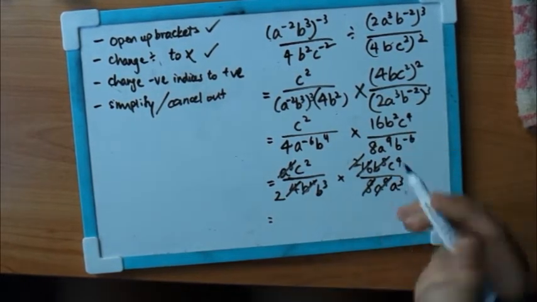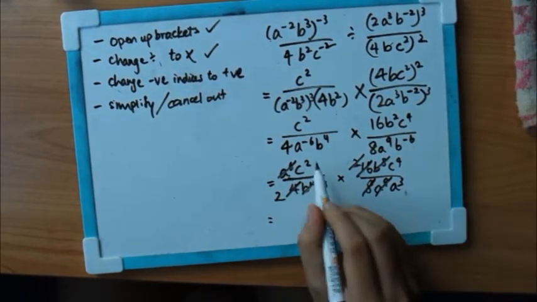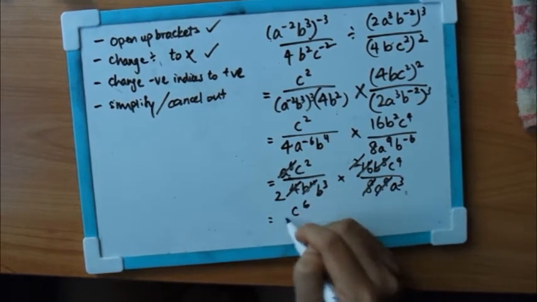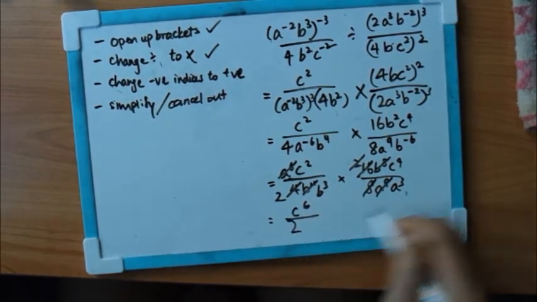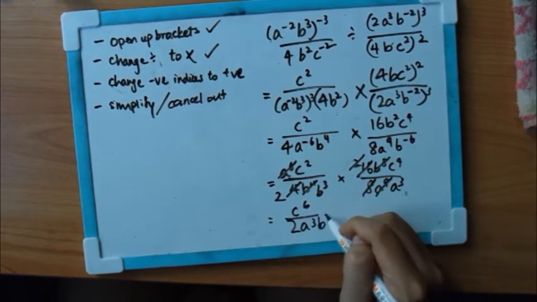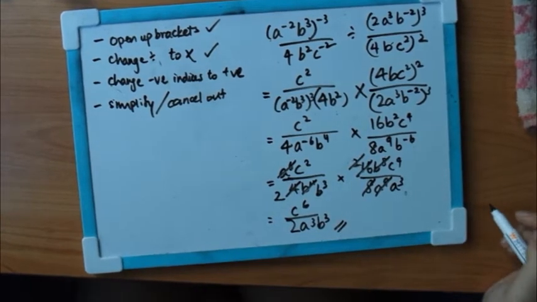I'll explain this a little bit more, but let's just finish this question first. This C to the power of 6 on top. It's 2 A cubed B cubed. So this is my final answer.